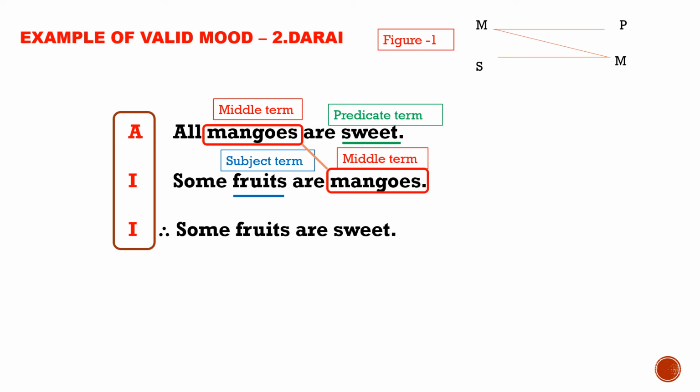Neither does it violate any rule of quality or quantity. That we have already proved. So this is the valid mood 2 of figure 1, Darii, whose combination is A, I.